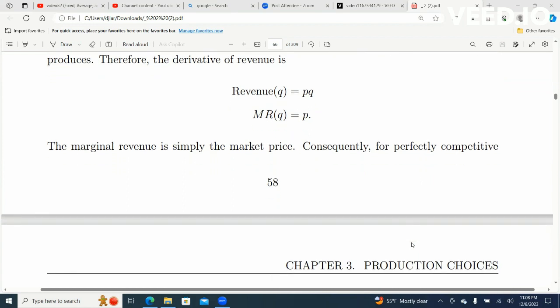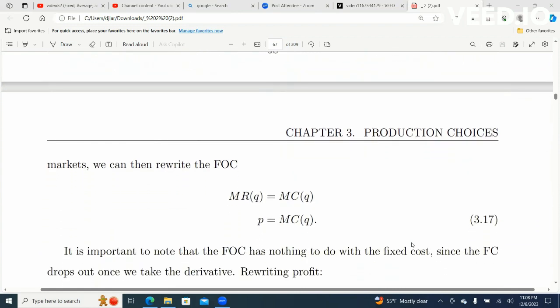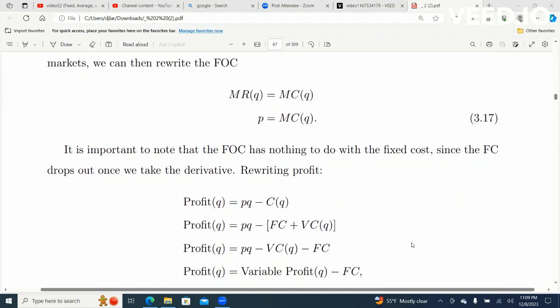Consequently, for perfectly competitive markets, we can write the first order condition as follows. What is the first order condition? That the marginal revenue equals the marginal cost. The marginal revenue equals the constant price. Therefore, the price equals the marginal cost.